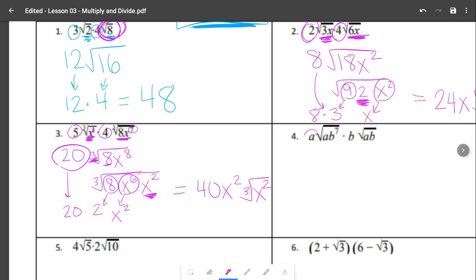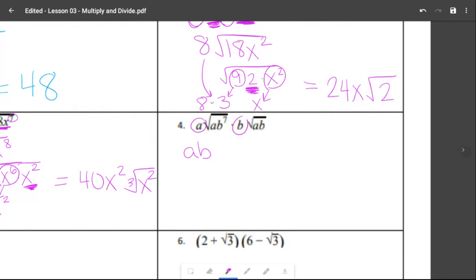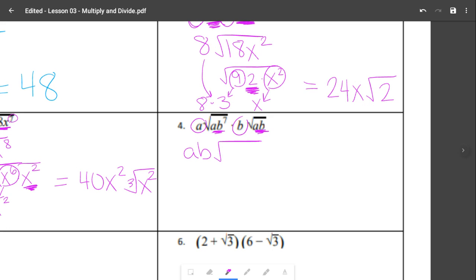Okay, so number 4 here, A times B on the outside is AB. On the insides, you have AB to the 7th times A. So in that radical, the A times A is A squared. B to the 7th times B to the 1st is B to the 8th. And because our index is 2 and both of our exponents are multiples of 2, this radical is already ready to be simplified. Everything's a perfect square.